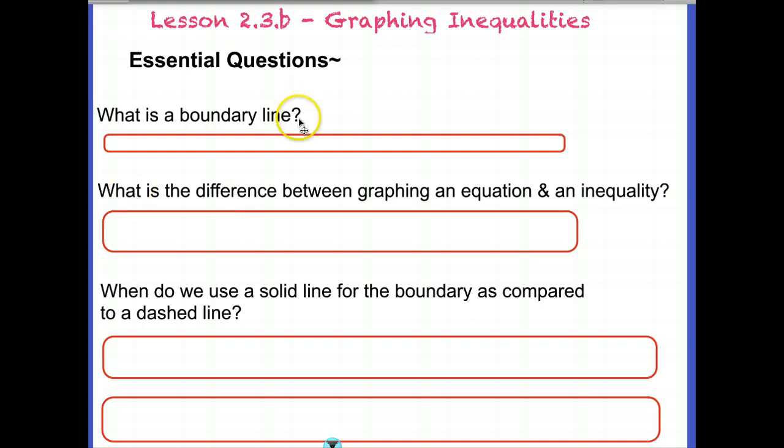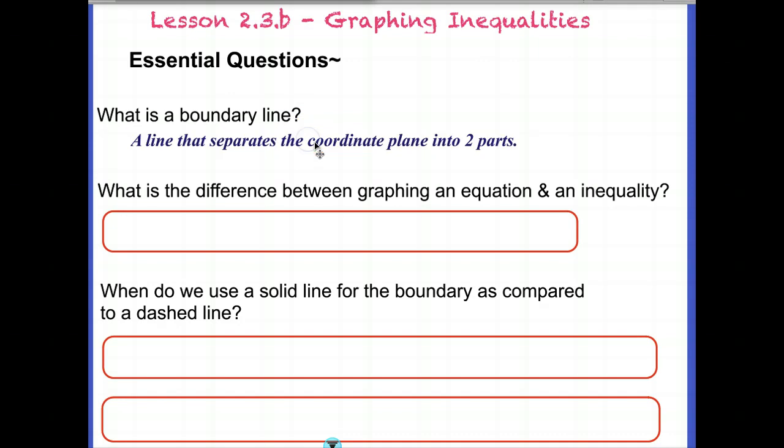First thing we have to answer is, what is a boundary line? A boundary line is just a line that separates the coordinate plane into two parts. It looks just like any other line when you graph a function, only it potentially could be a dashed line, and we'll talk about that in a minute. One thing too about a boundary line is that it separates the plane into coordinate points that are solutions and coordinate points that are not solutions.